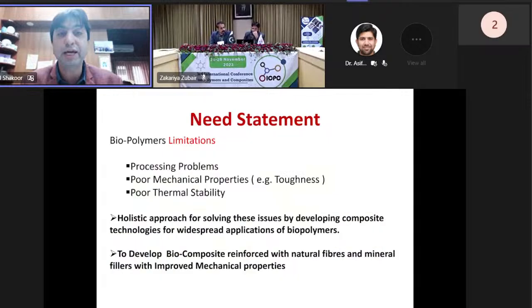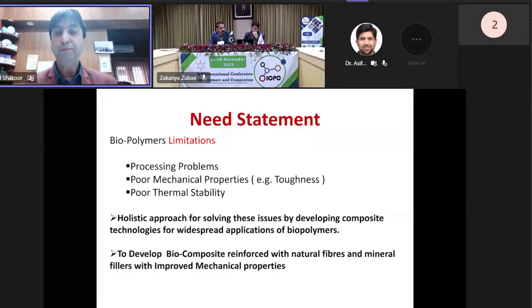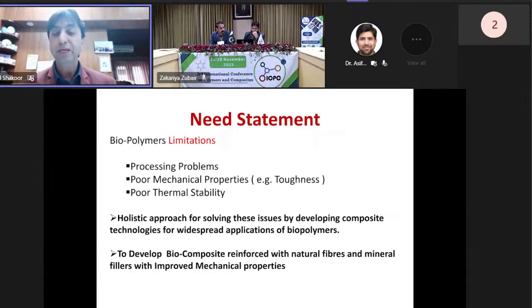Because these biopolymers have some limitations: poor processing, because there is a very narrow processing window, and very poor mechanical properties when compared to synthetic polymers, and some of them have poor thermal stability. So we need a holistic approach to solve these issues by developing composite technology for widespread application of the biopolymer and to make them mainstream in structural applications.